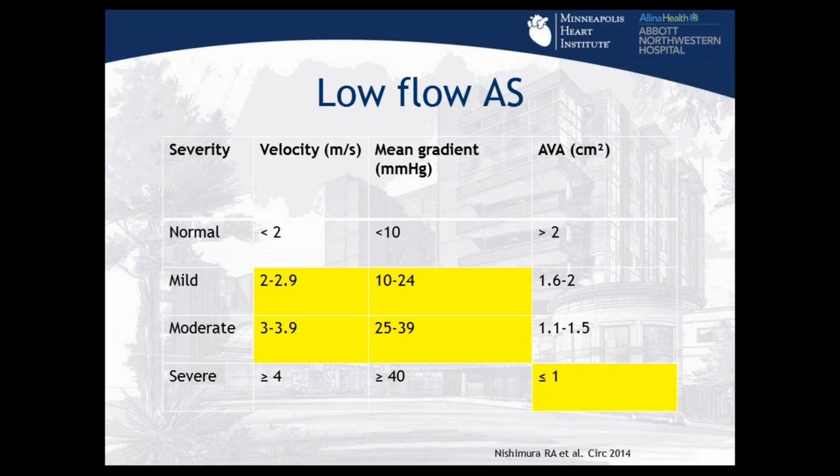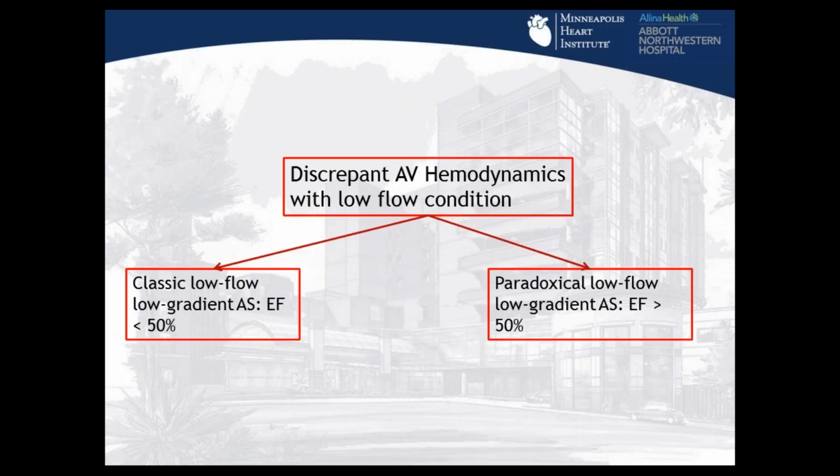So I'm not going to go over measurement errors today or anything. I'm going to assume that these hemodynamics are truly related to low flow conditions, and I'm going to discuss a couple of conditions that cause this. So when we have these discrepant hemodynamics and we have a low flow condition, as you know now, we have two conditions that cause it. One, the classical low flow, low gradient aortic stenosis, where the ejection fraction is less than 50%. And then the paradoxical, or the low flow, low gradient aortic stenosis with preserved ejection fraction.